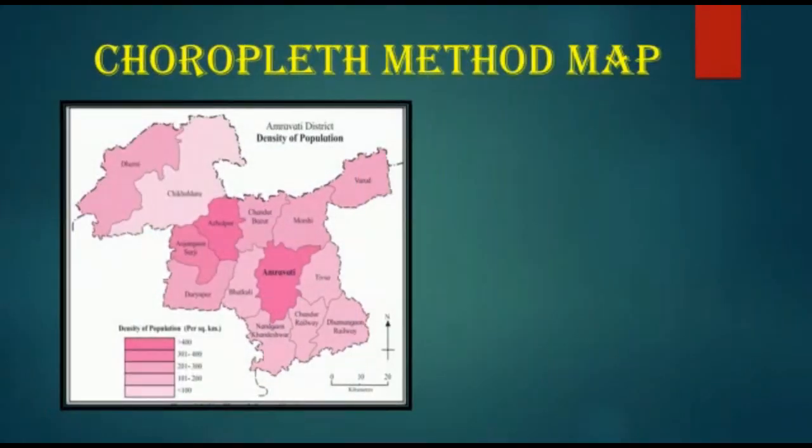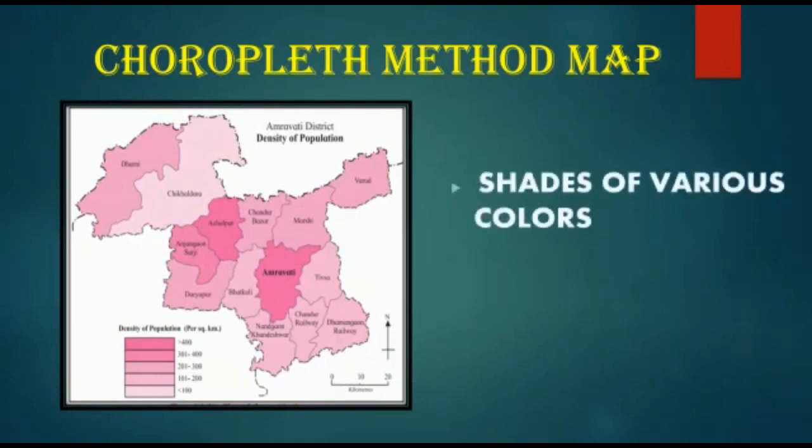Choropleth method map. Let's observe the map. What did we observe? In this map, data is shown by shading of various colors to show the features or characteristics of each area. So, we can say that a choropleth method map is a type of thematic map in which areas are shaded or patterned to show a statistical variable that represents a summary of a geographical characteristic within each area.